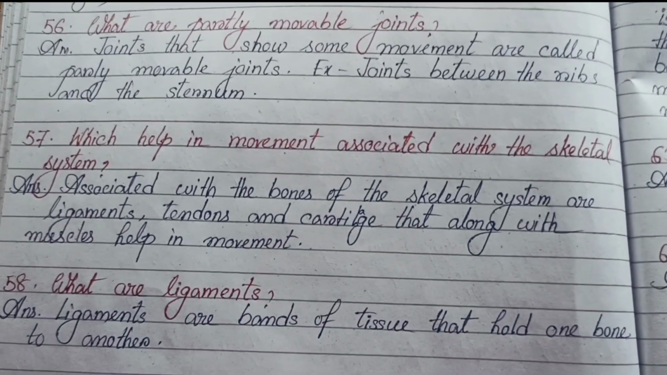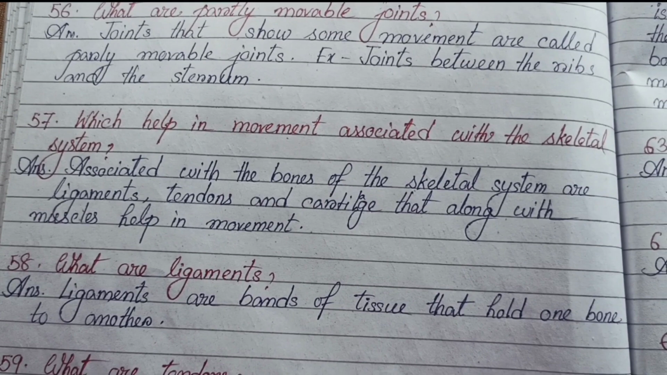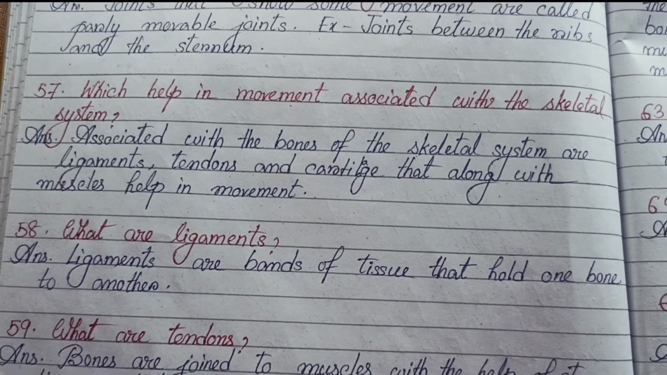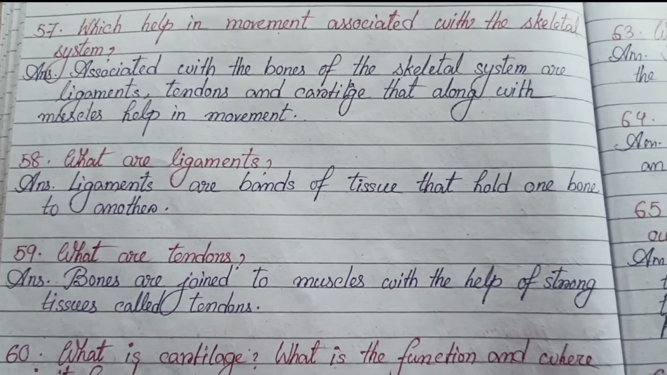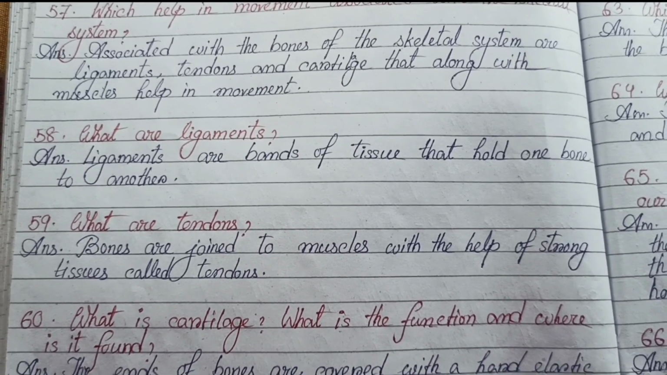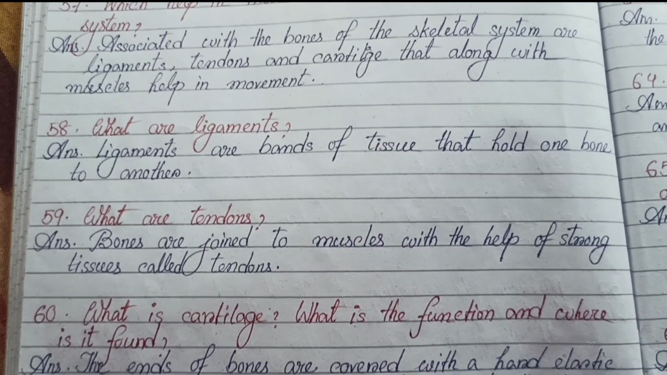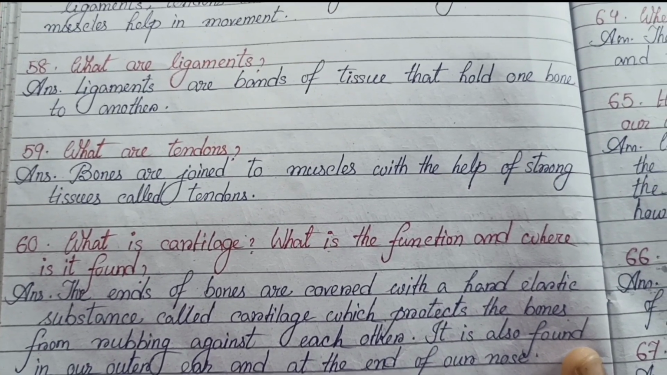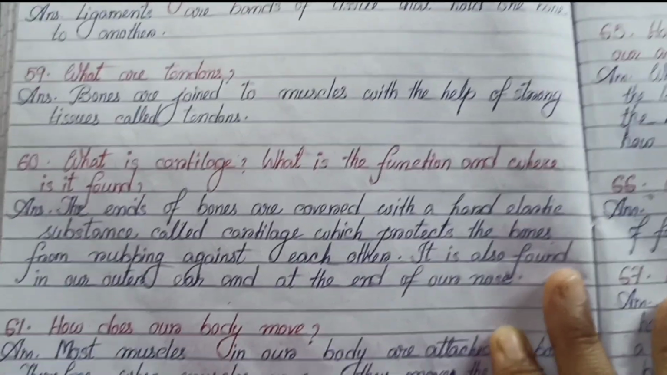57. Which help in movement associated with the skeletal system? Associated with the bones of the skeletal system are ligaments, tendons and cartilage that, along with muscles, help in movement. Number 58. What are ligaments? Ligaments are bands of tissue that hold one bone to another. 59. What are tendons? Bones are joined to muscles with the help of strong tissues called tendons.